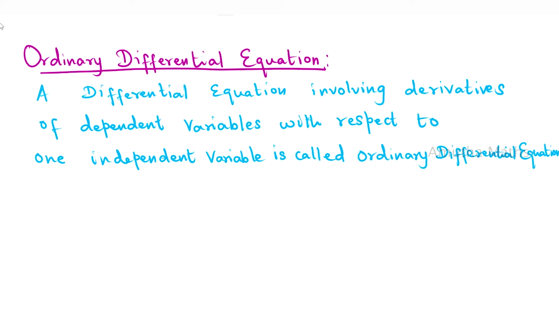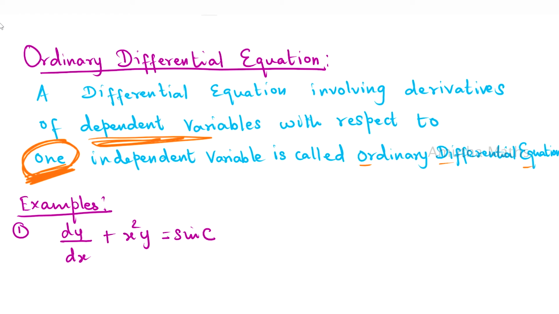A differential equation involving derivatives of dependent variables with respect to only one independent variable is called an ordinary differential equation. So this is very important. A differential equation involving derivatives of dependent variable with respect to only one independent variable is called ordinary differential equation. Now we shall see the examples. First example, dy by dx plus x square y is equal to sin x.